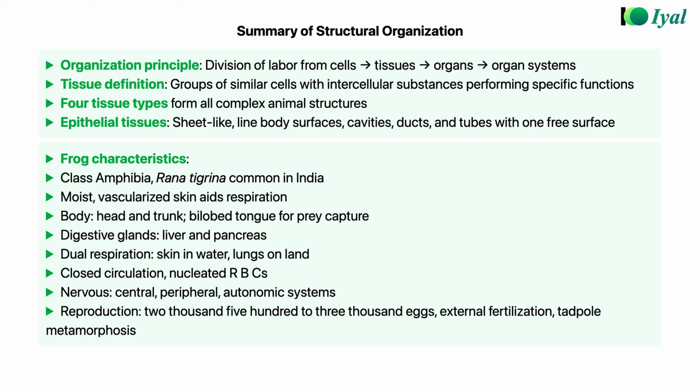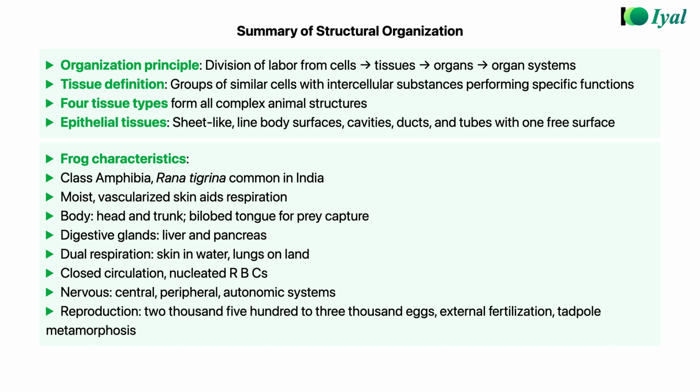Frogs have this amazing dual respiration system. They breathe through their skin underwater and through lungs on land. The circulatory system is closed-type, and their red blood cells are nucleated, unlike ours. The nervous system is organized into central, peripheral, and autonomic divisions.